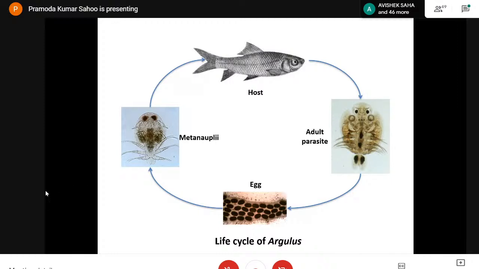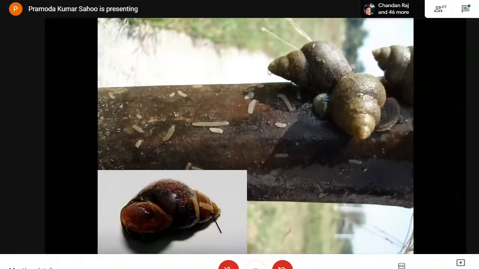Once hatching occurs, the metanauplii come out from the egg. The metanauplii should find a host within 4 to 6 days, otherwise they will die, and that also depends upon the species of the parasite. So they find a suitable host, and once attached to the host, they start feeding again through their different mouth parts.